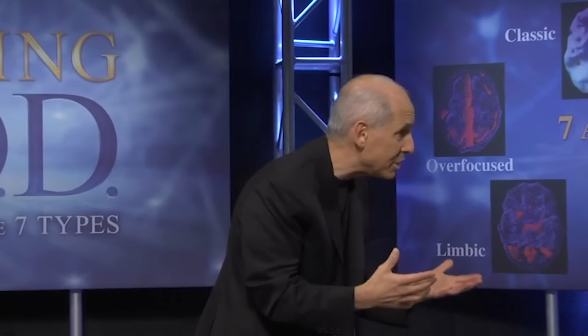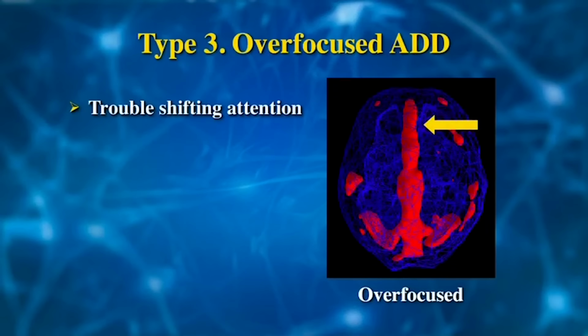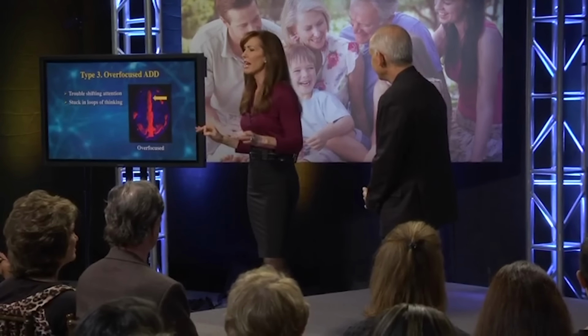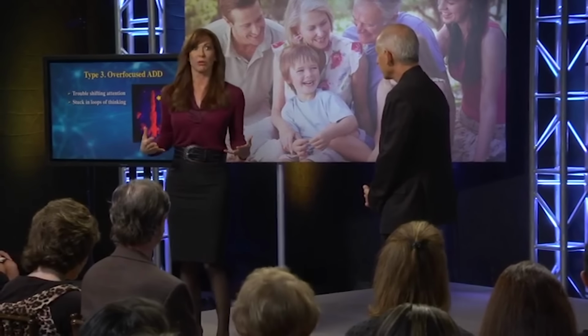Inattentive ADD also tends to respond to treatments that boost dopamine, including a higher protein diet and stimulating supplements or medications. We call type 3 overfocused ADD. These folks have most of the ADD features, but rather than not being able to pay attention, they have trouble shifting their attention, and they tend to get stuck in loops of thinking. In order to focus, you have to continually shift your attention. If you get stuck on a thought, it's impossible to follow what others are saying. For example, if your husband says something that irritates you, and you think about it over and over, you can't hear anything else that's being said, and you look totally inattentive.